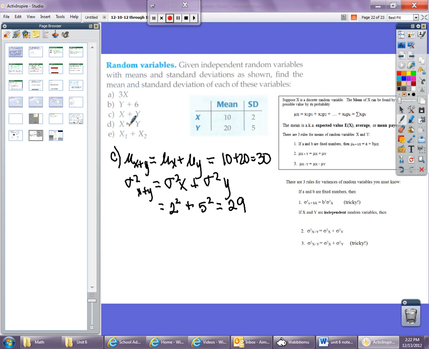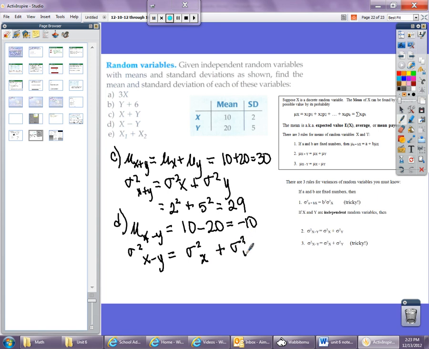Okay? Now for subtraction, it's pretty much the same thing, except notice subtraction, it's still plus. Okay, so I do the exact same thing. So the answer to this one, for letter D, my mean will be different. X minus y. So my mean will be 10 minus 20, which is negative 10. My standard deviation, or my variance, though, of x minus y, is still equal to the variance of x plus now the variance of y. And so to find the variance, I'm going to take my standard deviations and square them, and notice it's going to work out to be the exact same thing.